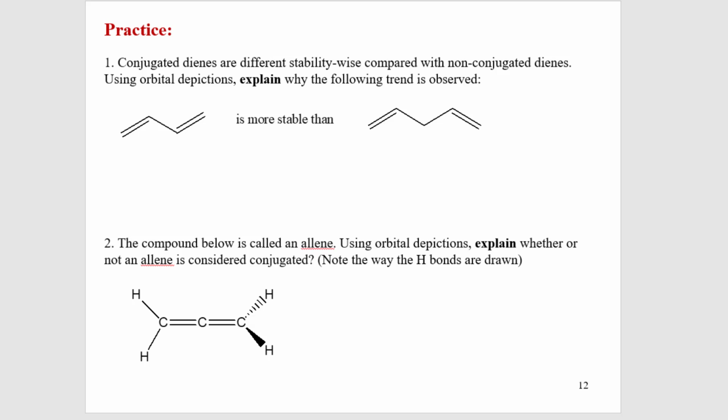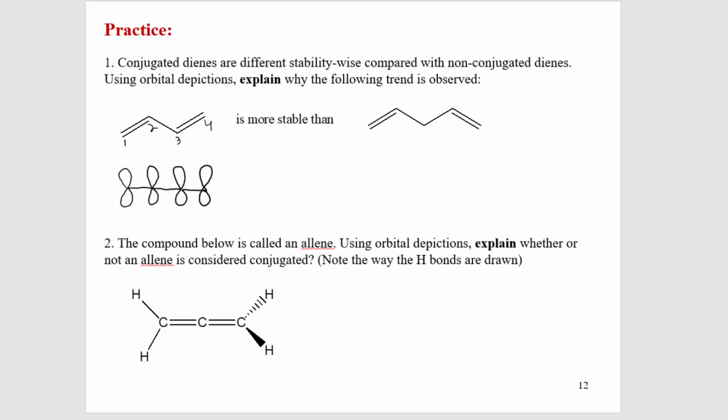Here's an example, and we can use those unhybridized p orbitals to explain why one of these systems is more stable than the one on the right. So carbon 1, 2, 3, and 4. I'm going to do what I did with the Diels-Alder, and I'm going to just do it in a row. 1, 2, 3, 4.